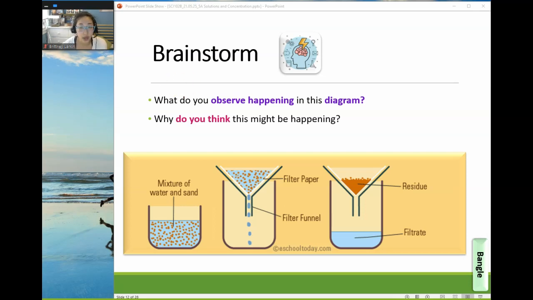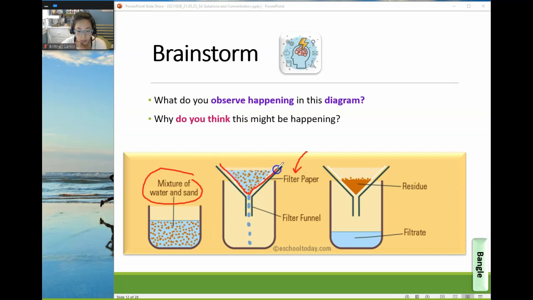All right, so taking a look here, what you should be able to see is that there's some sort of separation going on, right? We start out with a mixture of water and sand right here. You can see that there's this filter paper inside of a funnel. So it's kind of lining the funnel. It might be a little bit hard to see, so let me draw it out.